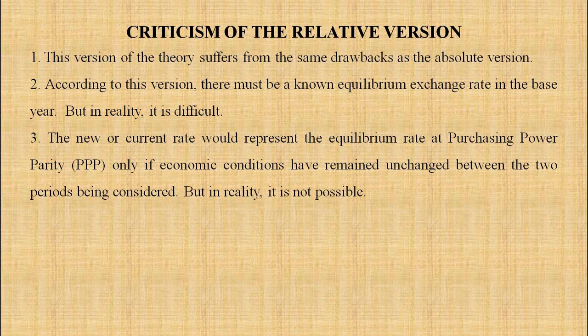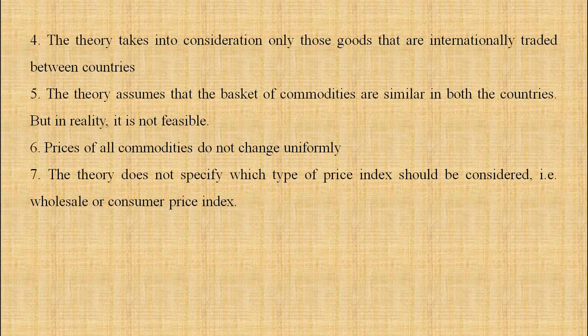Then the Triple P theory assumes that the baskets of commodities are similar in both the countries. The theory takes into consideration only those goods that are internationally traded between two countries. But in reality, it is not feasible. Prices of all the commodities do not change uniformly. The theory does not specify which type of price index should be considered, that is wholesale or consumer price index.